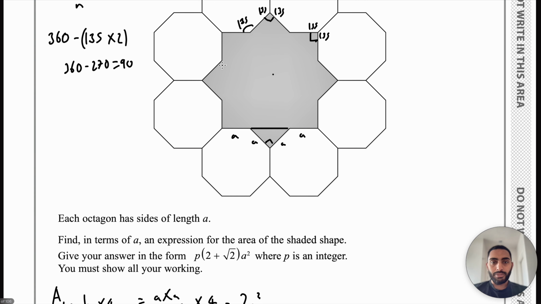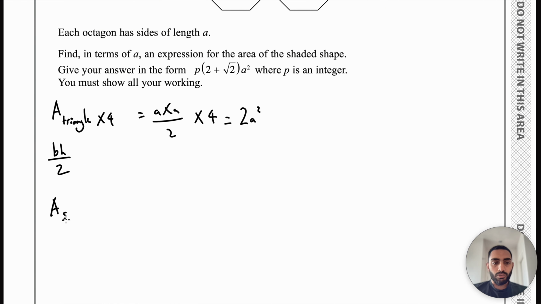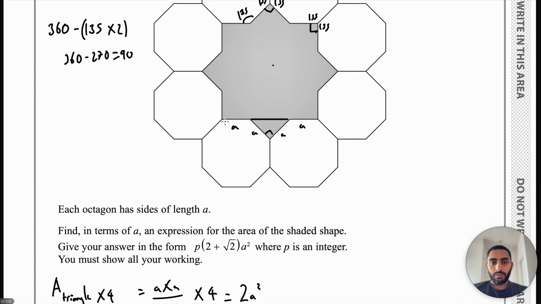That's the triangles done. I now need to work out the area of a square. So how do I do the area of a square? I need to multiply my base by the height. But I can see I've got part of the base. I've got this A and I've got this A, but I'm missing this part over here. I need to find that length. How could I do that?